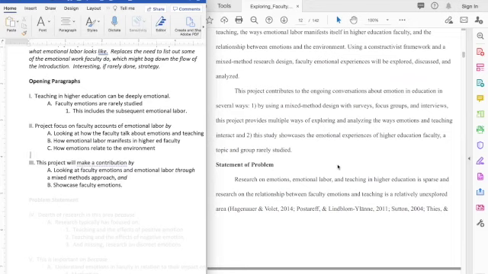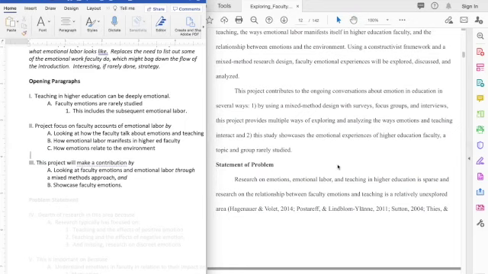Let's take a look at how this plays out on our reverse outline. Roman numeral number 3, paragraph 3. This project will make a contribution by A, looking at faculty emotions and emotional labor through a mixed methods approach, and B, showcase faculty emotions. So I'm looking at the internal structure of this paragraph as well. And personally, I'd actually flip A and B around, because showcasing faculty emotions can be done via a mixed methods approach. So I think B actually feeds into A.